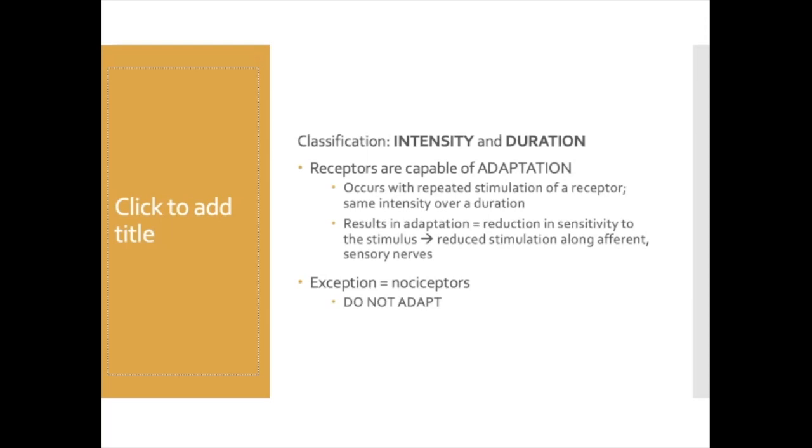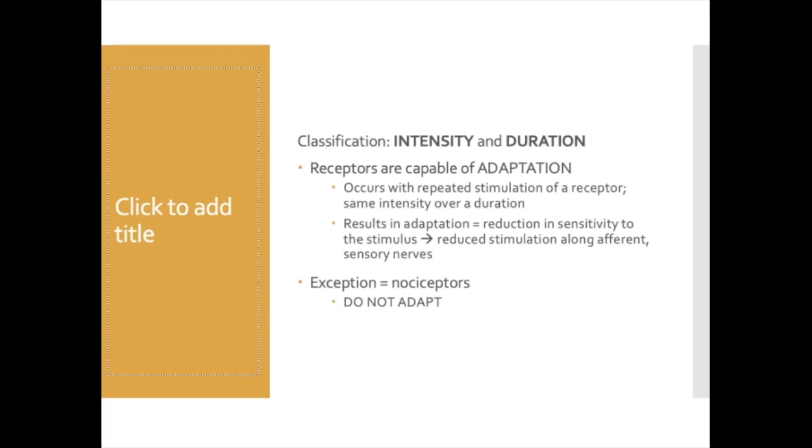So one of the things that I wanted to mention that we don't talk about in the lecture is this idea of adaptation. Receptors are capable of adapting across time. In other words, if a receptor is getting repeatedly stimulated with the same level of intensity over some time duration, if it's getting the same information over and over again, and it keeps transmitting that information to the central nervous system, that may not be a type of sensory information that the brain needs to pay attention to all the time.